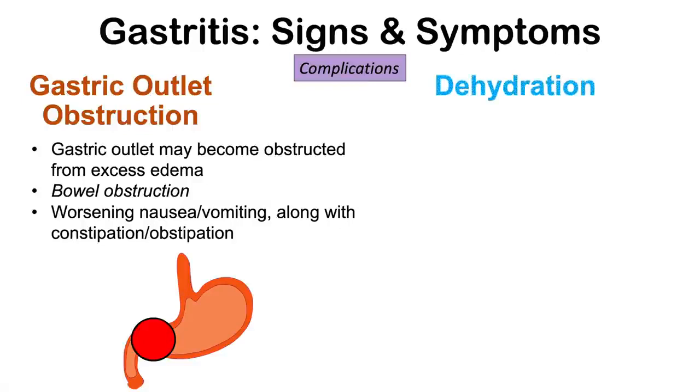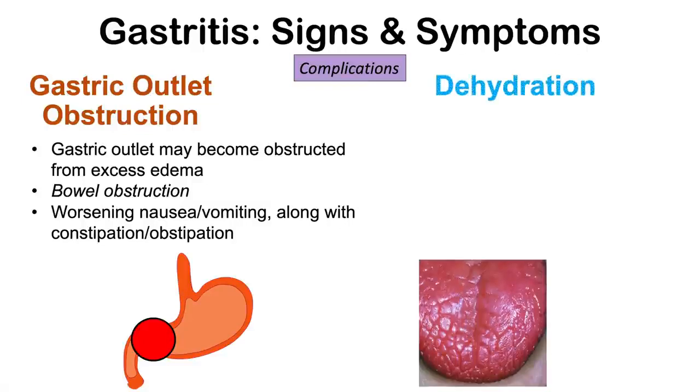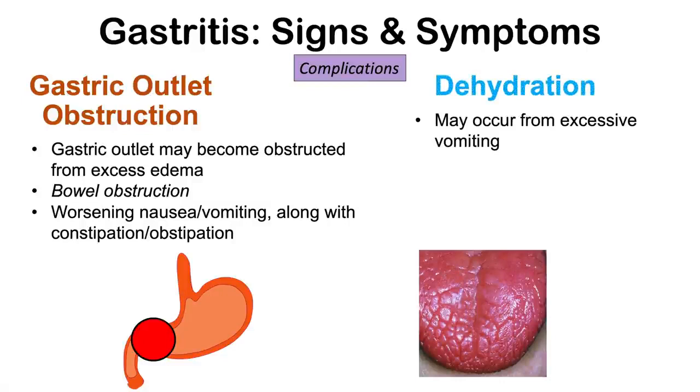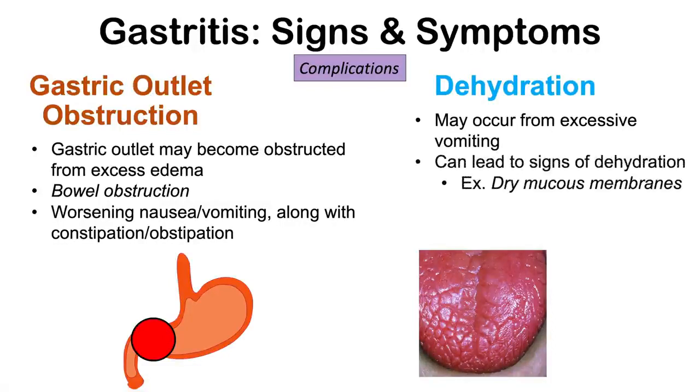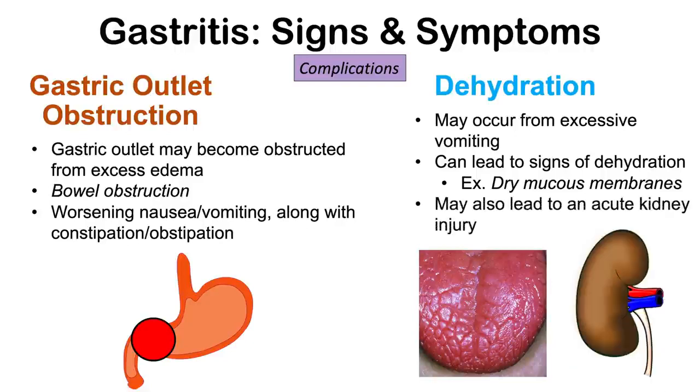And then we can also see dehydration occurring in some patients. This is going to occur from excessive vomiting. So if a patient does have very severe gastritis where they have nausea and a lot of vomiting, they can become dehydrated. And this can lead to signs of dehydration like dry mucous membranes, as you can see in this image here with this tongue being very dried out. And then this dehydration can lead to an acute kidney injury. Because there's not enough fluid volume getting to the kidneys, this can lead to an acute kidney injury.